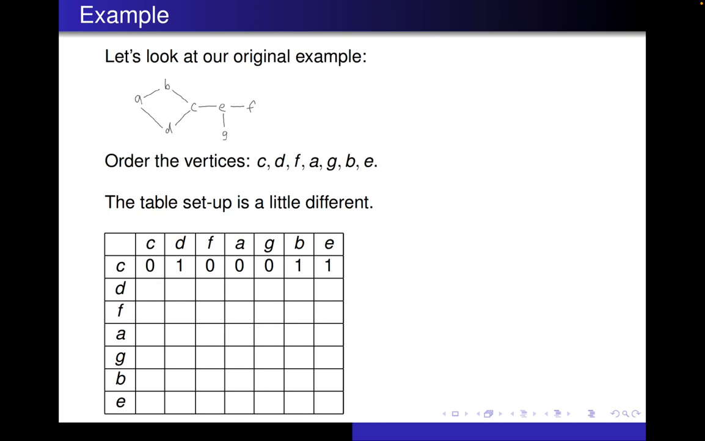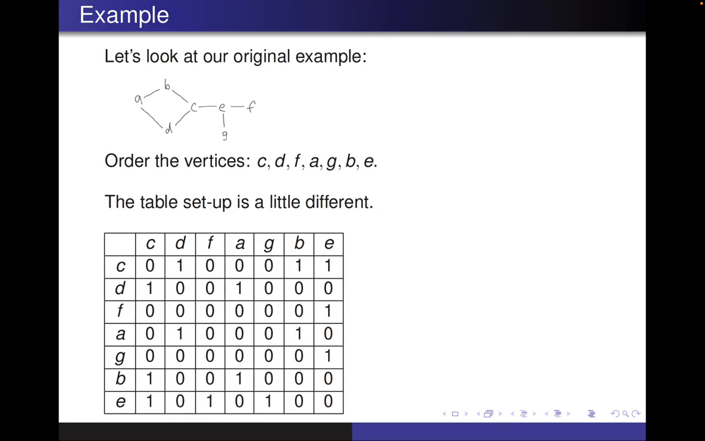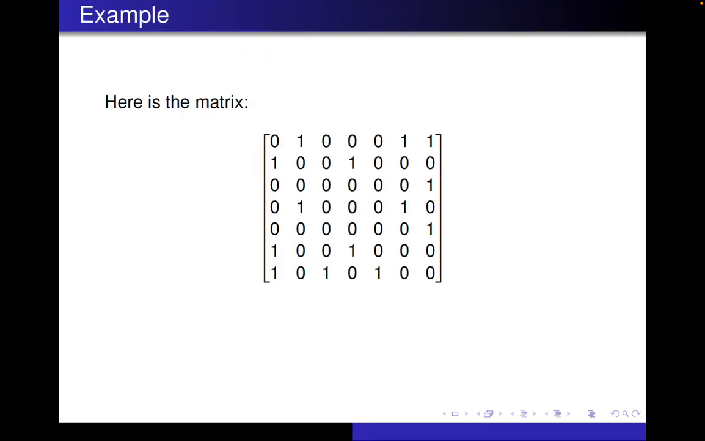We'll look at the adjacencies in each one. So C is adjacent to D, B, and E. So I'm putting 1s there and 0s everywhere else. D is adjacent to C and A. Those get 1s and 0s go everywhere else. I'll do the same thing with F, the same thing with A, same with G, B, and E. And when we do that, we get the following matrix.